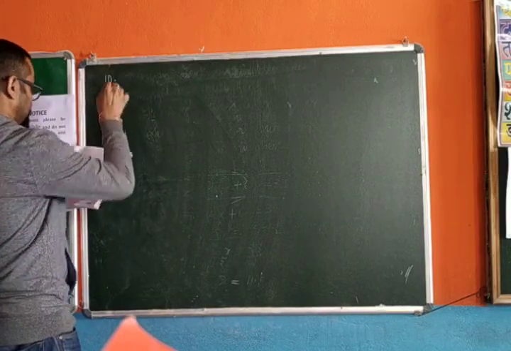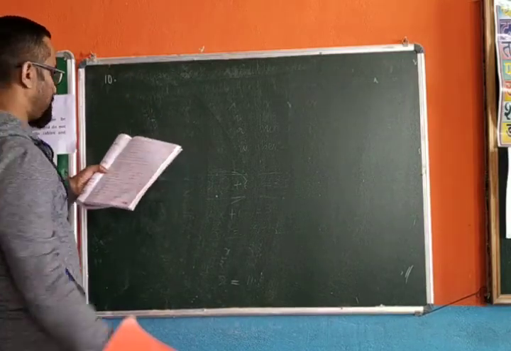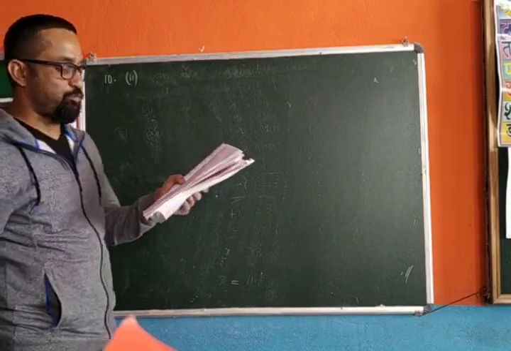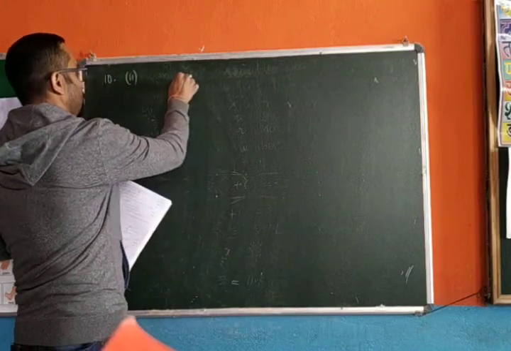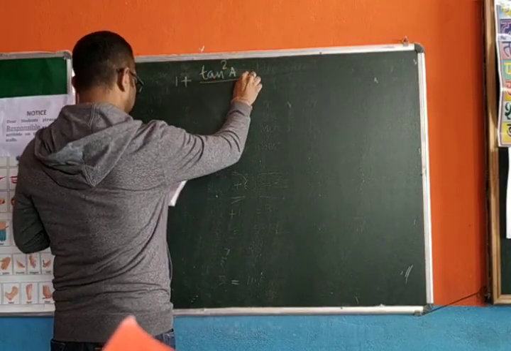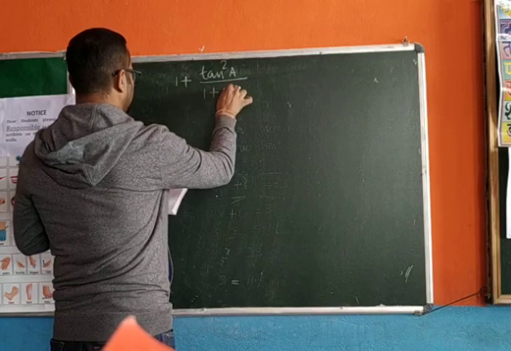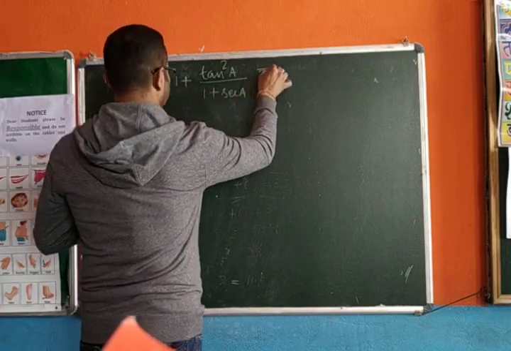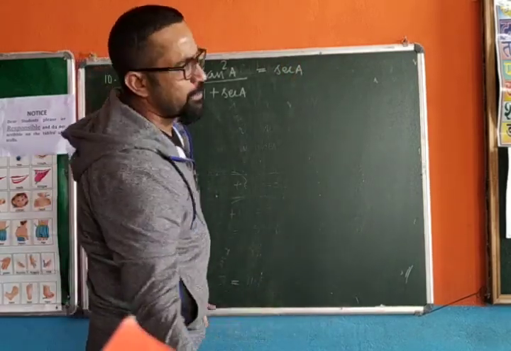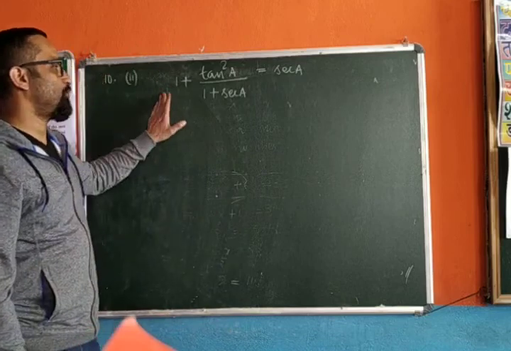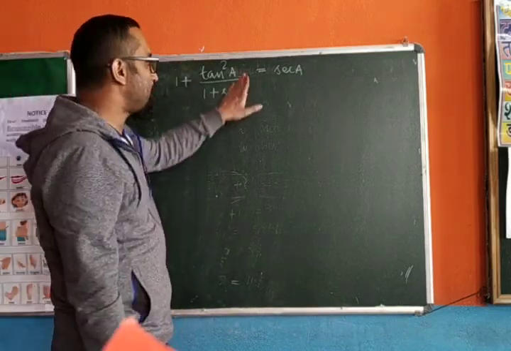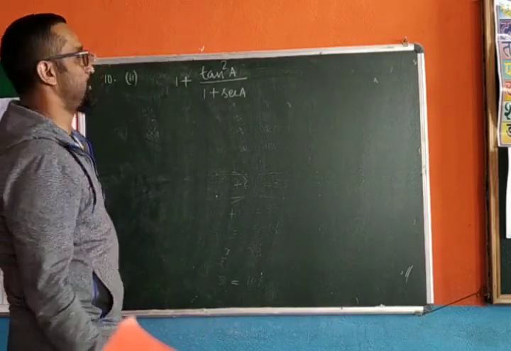Question number 10, part 2. Question says that prove 1 plus tan square a divides by 1 plus sec a equal to sec a. You can solve this one using identity, or you can solve it using quotient property. So I am using identity to solve it.